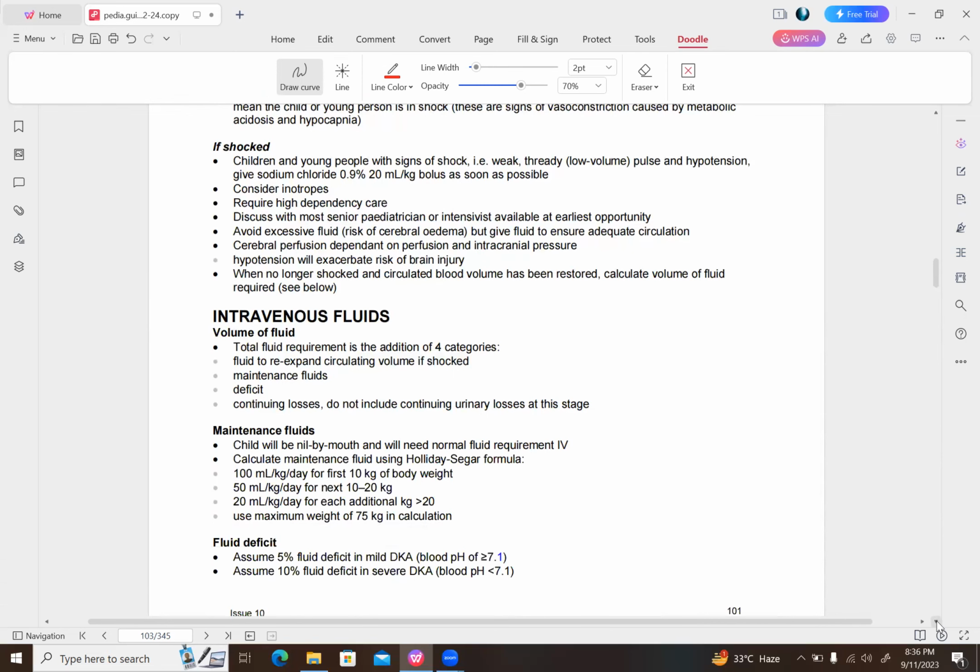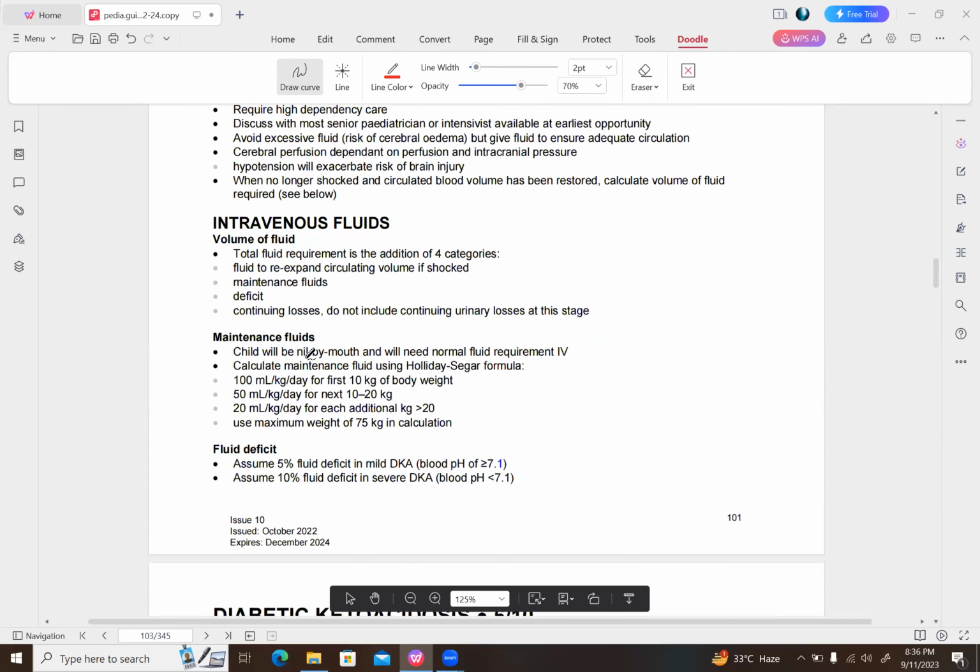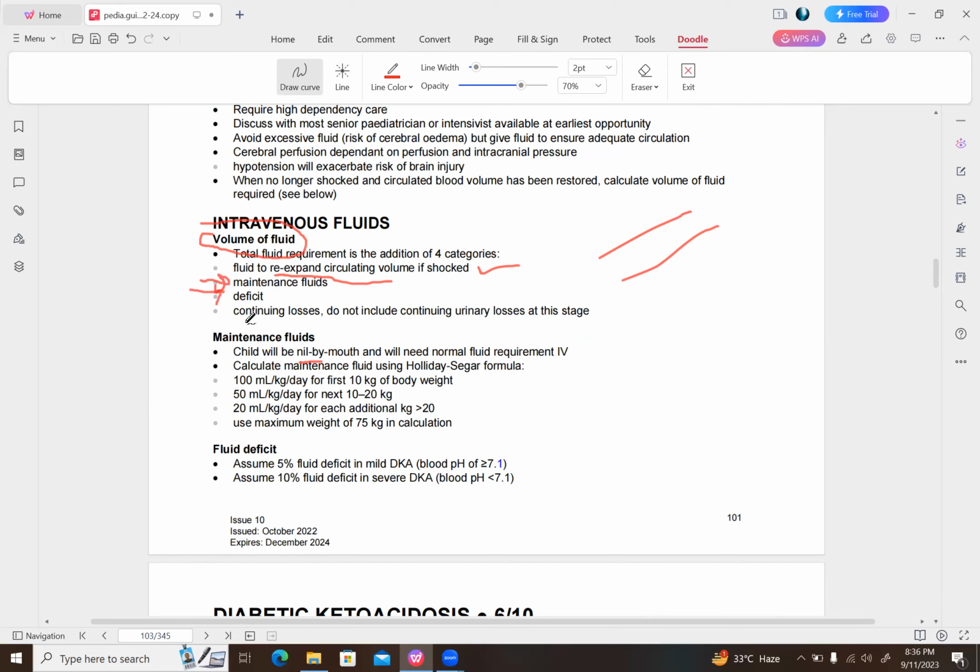What is exam important? IV fluid. You have to make them nil by mouth. Okay, for what purpose do you give this volume of fluid? Because you have to re-expand the volume. Because the patient is in shock, you have to re-expand the volume. You have to consider the maintenance fluid, and first you have to correct the deficit, and you also have to correct the losses, which are the urinary losses, because urine has to excrete more ketones, so there is that loss of the water which goes with these ketones. You have to correct that.